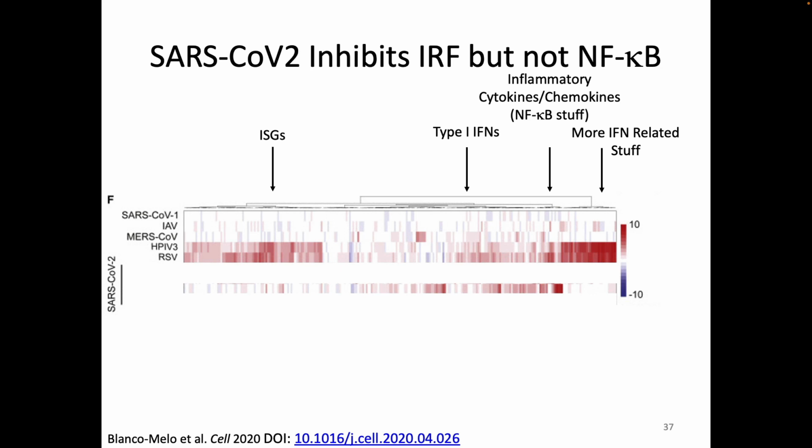It turns out that SARS-CoV-2 seems to be unique compared to all of these other viruses that were studied, in that SARS-CoV-2 inhibits one side of this process, the IRF side, but leaves the NF-kappa B side intact. So I will just show you another piece of data from this same paper.